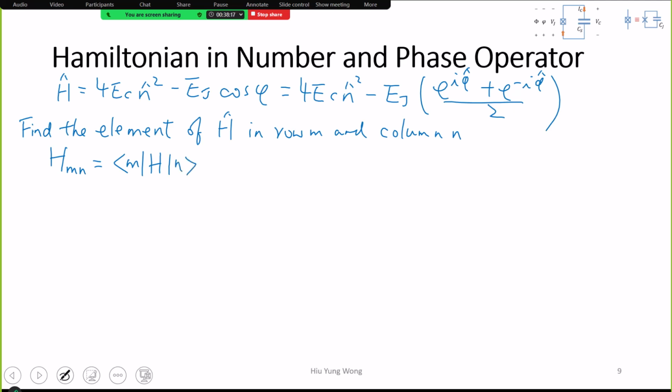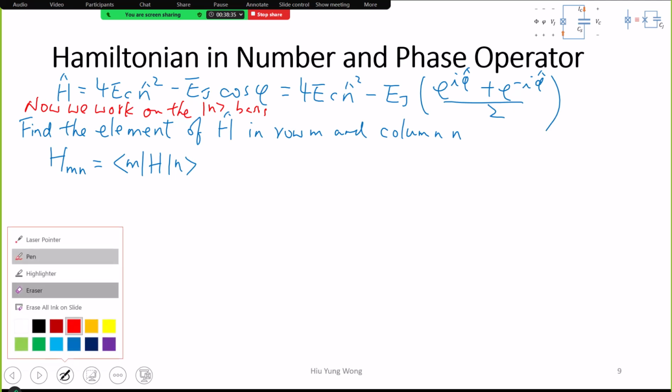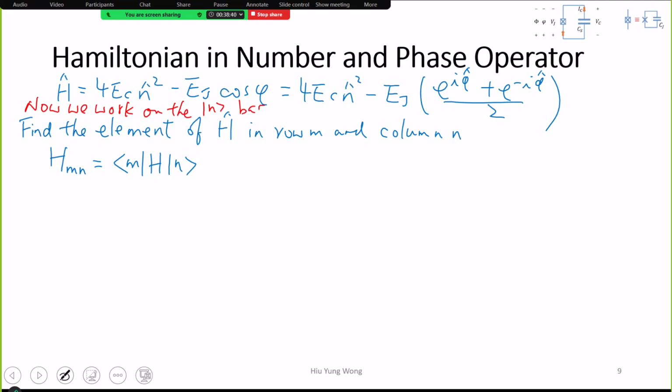And here I actually need to emphasize, now we work on the N basis, the number operator basis, right? So you go from negative infinity to infinity. Now, let me recap this one.